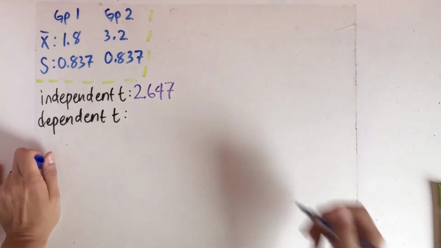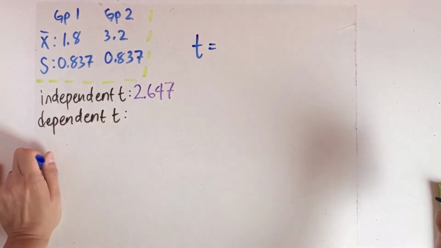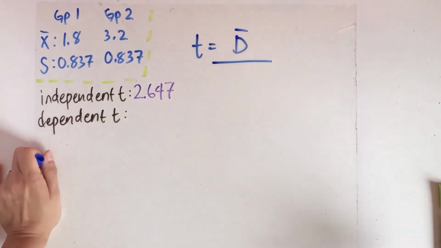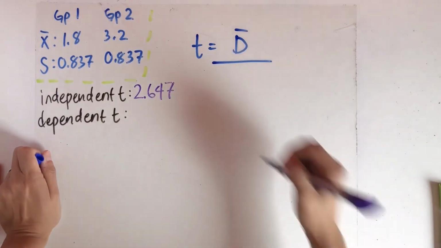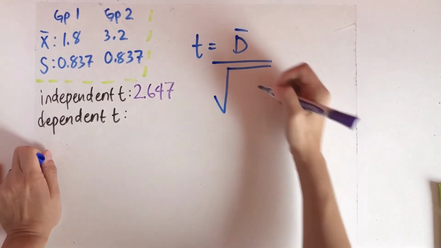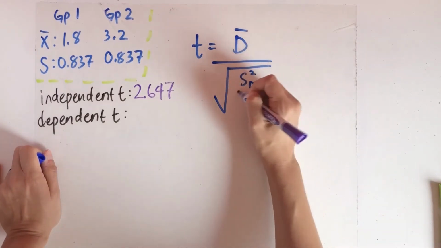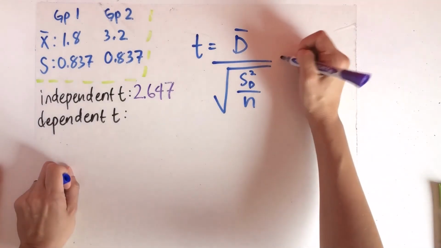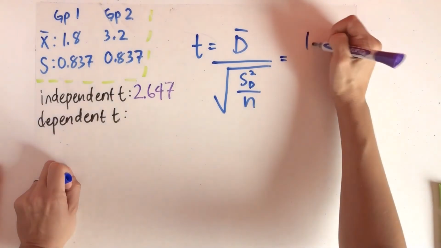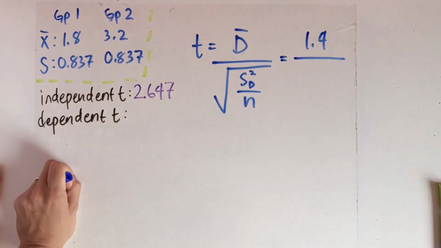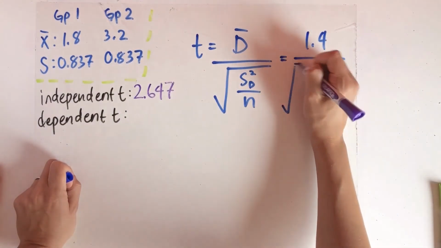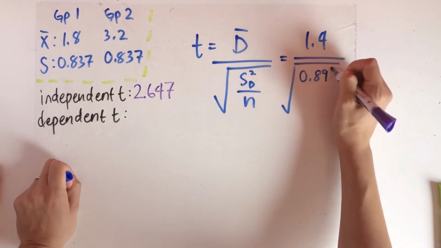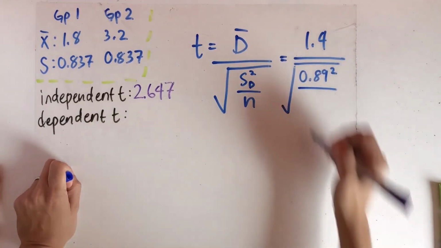All right, so write the formula down again because we're now ready to work with it. So T is equal to mean of the different scores divided by this standard error here, made of the different scores variance and the number of participants providing observations. And when we sub in our numbers, we get 1.4, and that is divided by the square root of 0.89 squared divided by 5.